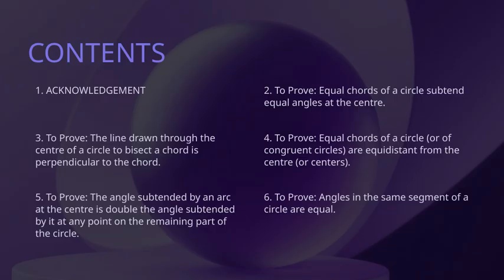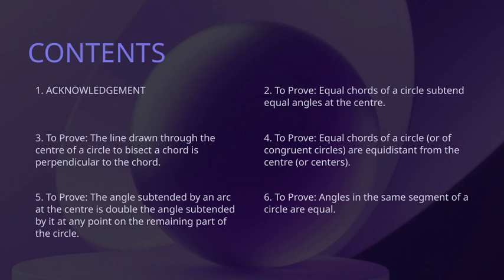Next, we have the theorem about angles subtended by an arc. It tells us that the angle made at the center of the circle by an arc is actually twice the angle made at any point on the remaining part of the circle. This relationship is crucial for solving many problems involving angles in circles.